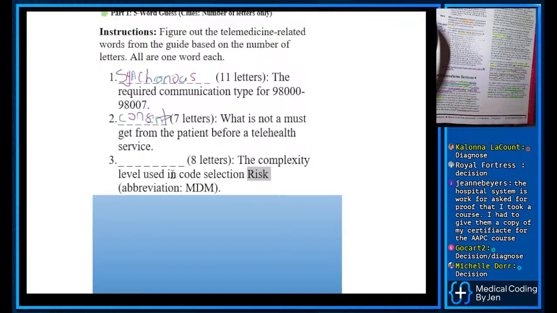This one's pretty tough. Michelle, you did get it right. Royal, you too, good job. Kelowna, good try right there. Yep, decision is what we're doing for this one. That one was tough. The next one will be super easy.